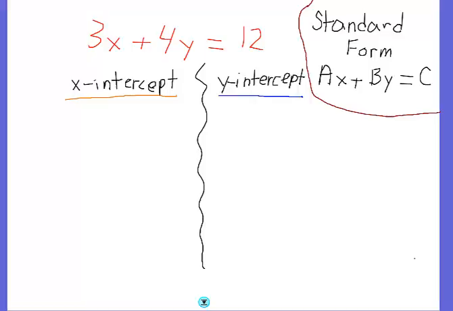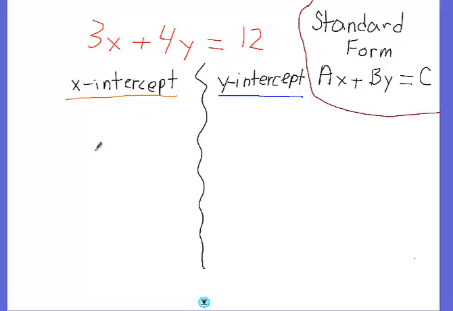Mr. Flores here. And if you watched the last video, you would know that we graphed linear equations using standard form. Just a quick recap. Standard form is the equation ax plus by equals c, where a, b, and c are all integers, which means they can't be fractions. So we have an equation in standard form here. It's 3x plus 4y equals 12.